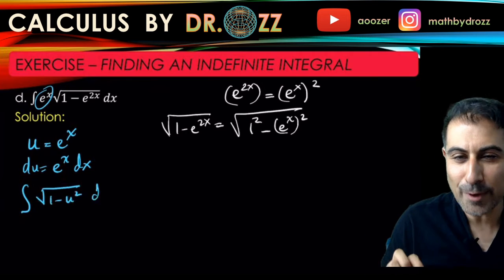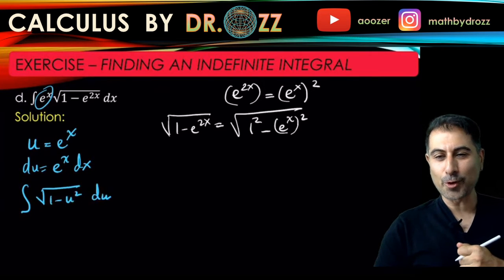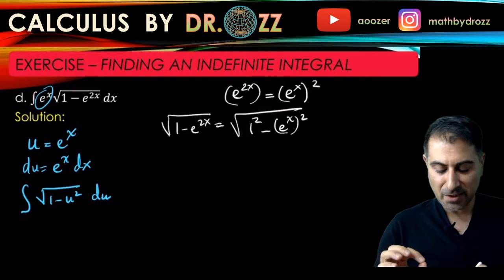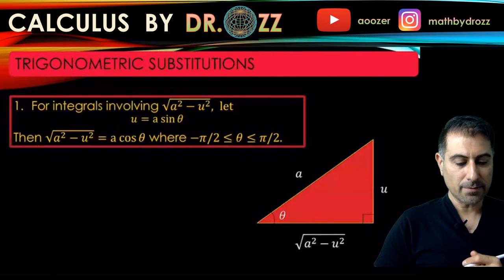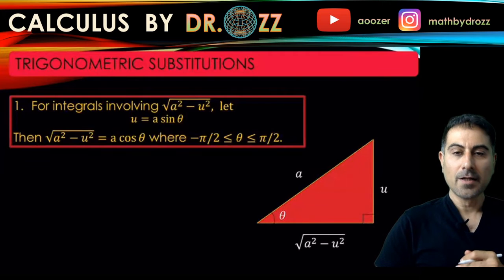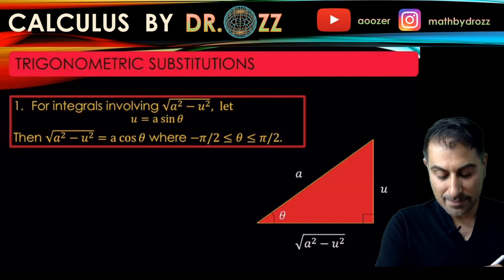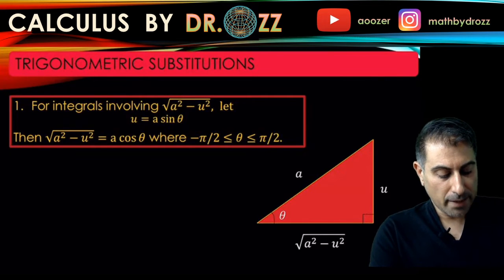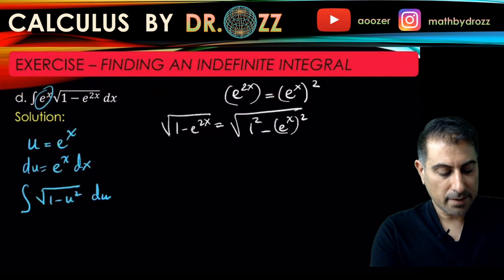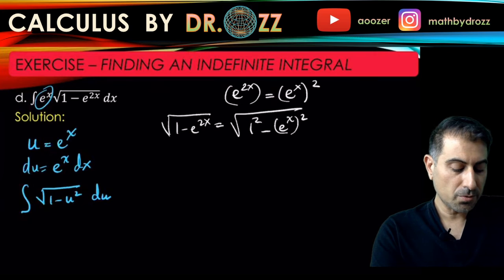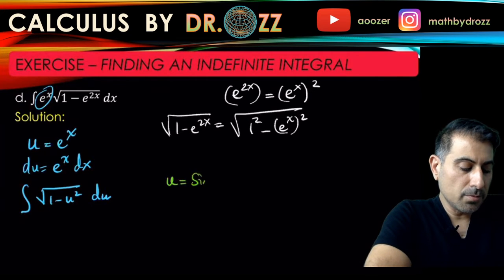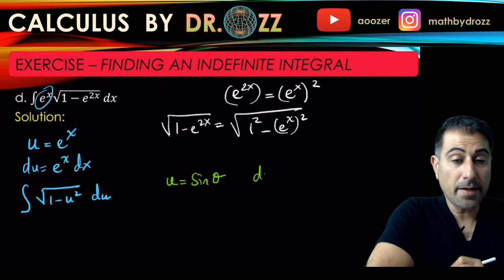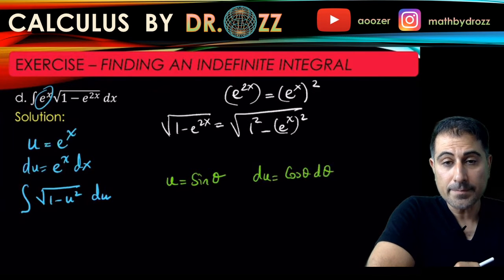So this is a relatively simpler integral to work on, and we have a specific transformation for that because it's 1 squared minus u squared, right? So I'm going to call u to be sine theta. Okay, let me use a different color. I'm going to use u equals sine theta, and du equals cosine theta d theta.